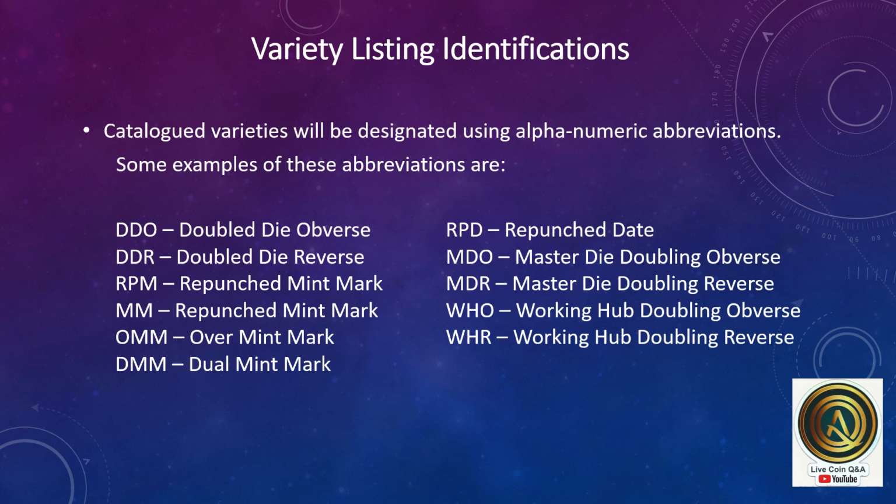Variety listing identifications. Catalog varieties will be designated using alphanumeric abbreviations. Some examples of these abbreviations are DDO for double die obverse, or DDR, RPM, OMM, RPD for repunch date, MDO, master die doubling obverse, versus MDR, master die doubling reverse.